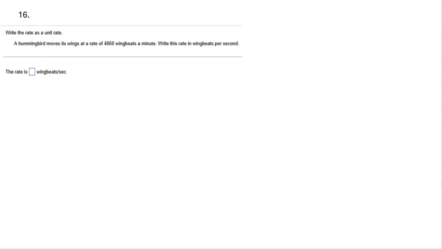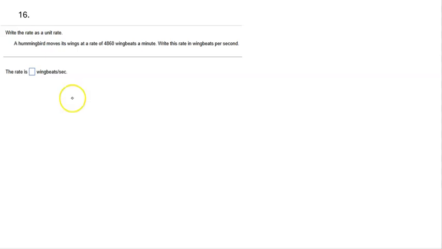Now, if you'll remember, unit rate means the denominator of your ratio or your fraction is equal to 1. So we have a hummingbird moves its wings at a rate of 4,860 wing beats a minute. Write this rate in wing beats per second. All right, so let's see what we can do with this.